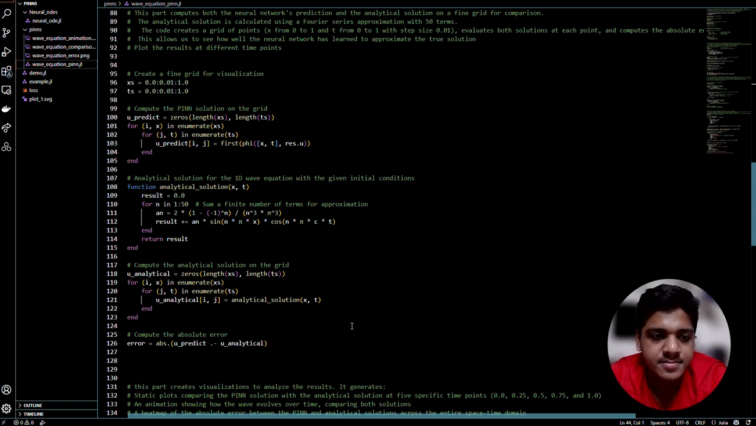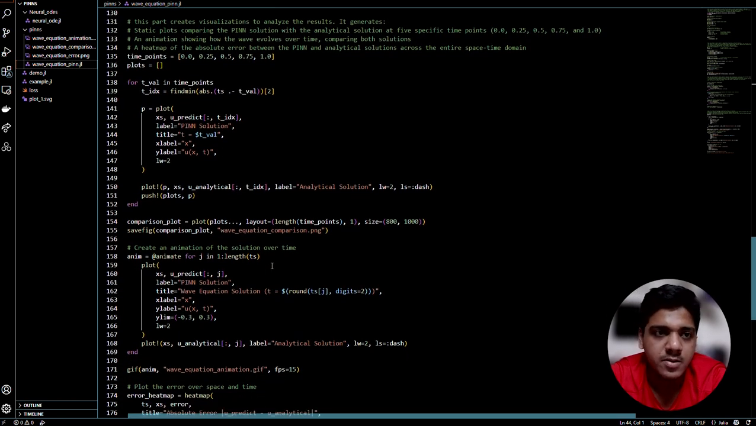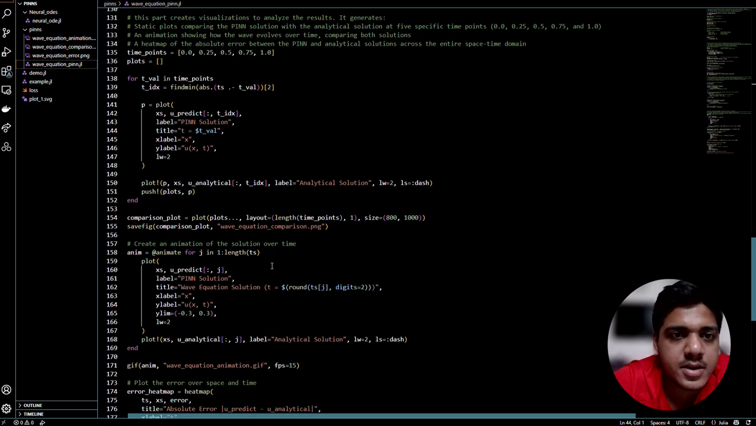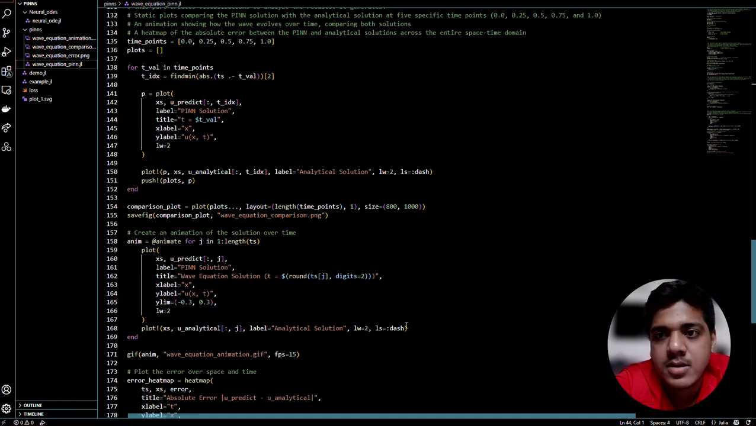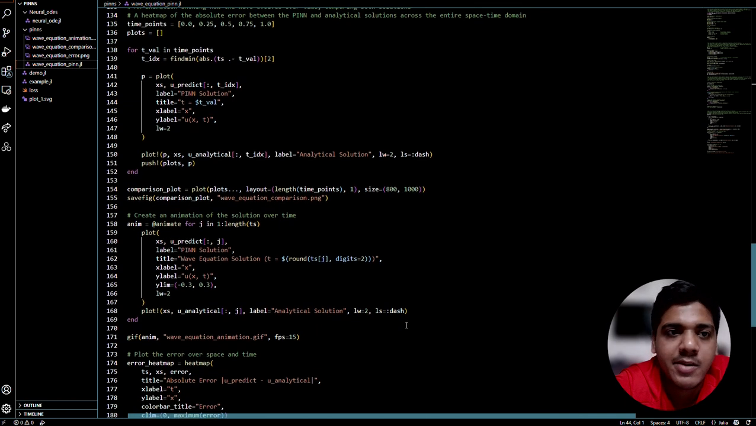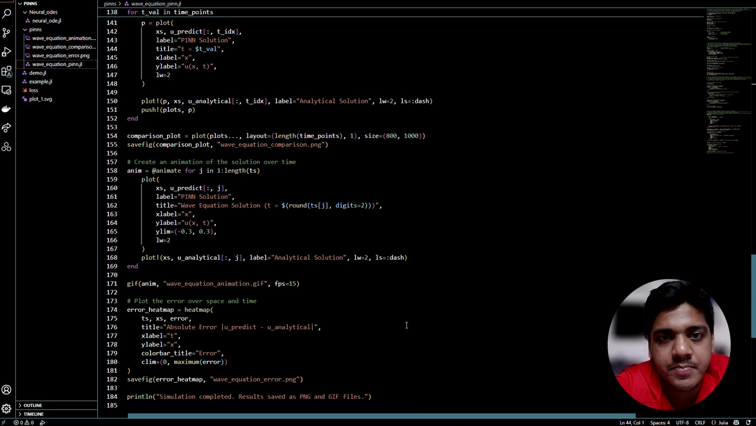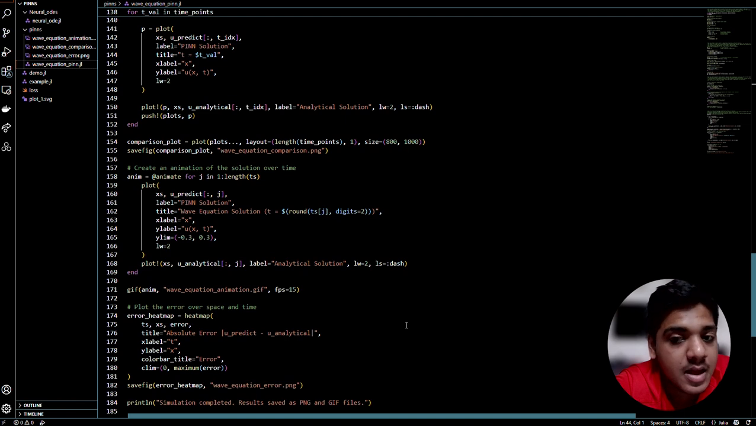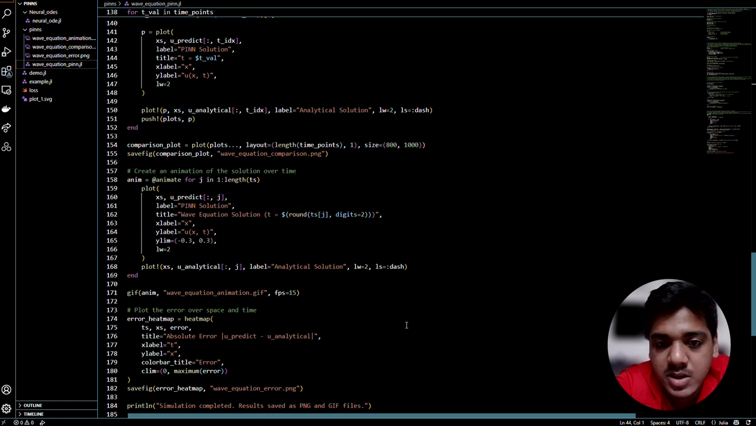Okay, now after doing this, this is a visualization part, and it creates the results which we can observe. A static plot comparing the PINNs solution with the analytical solution at 5 specific times: 0.0, 0.25, 0.5, 0.75 and 1.0, an animation showing how the waves are evolving in time, comparing both solutions, a heat map, etc. I will be showing you all. Now let's execute the code and check how much the accuracy goes.